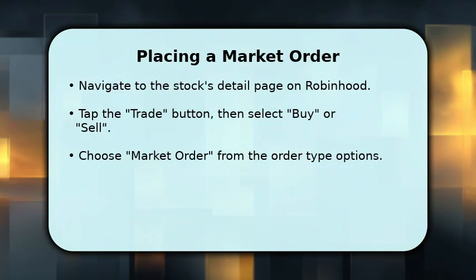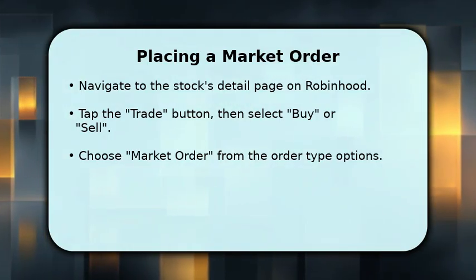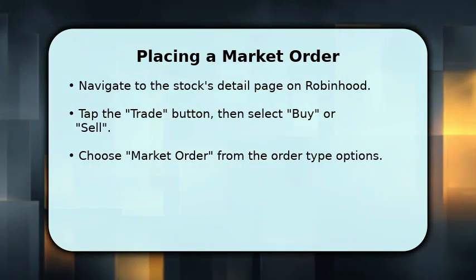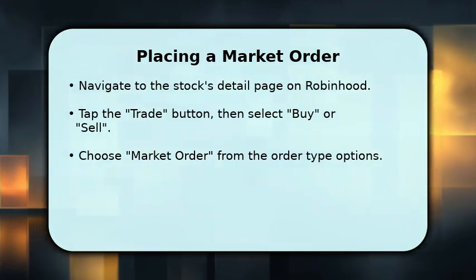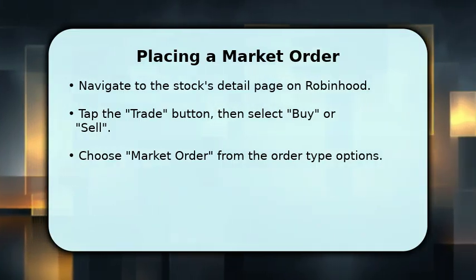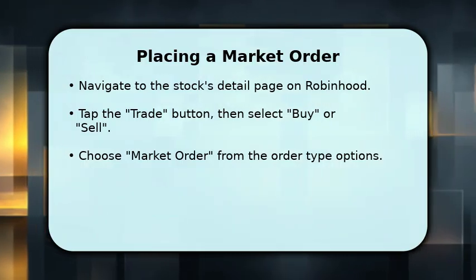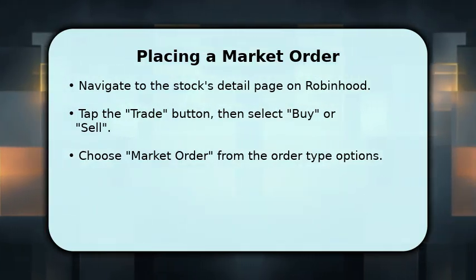Placing a market order on Robinhood is quite simple. First, open the Robinhood app and find the stock you wish to trade. On the stock's detail page, you will see a trade button. Tap this and then choose either buy or sell. Next, select market order from the available order types. Finally, input the exact number of shares you want to buy or sell, for example, 10 shares, and review your order before confirming. It's a quick process.